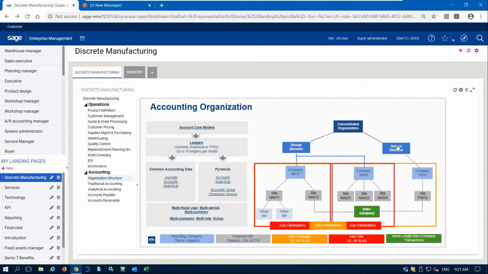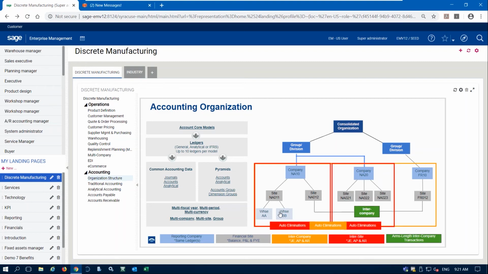So the structure you see here in the diagram shows the multiple legislations that are possible, and then multiple companies within the legislations or across legislations, multiple sites within the companies, and then multiple warehouses within the site. And obviously you get down to some detailed bin structures and capabilities within the warehouses and within the sites as well.